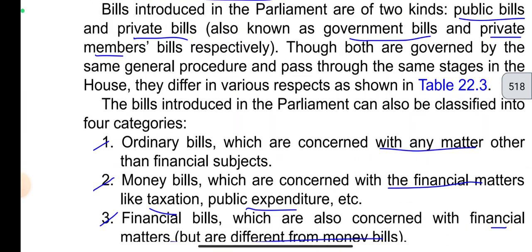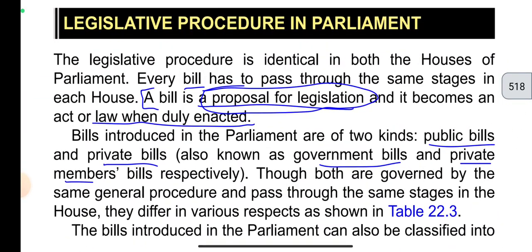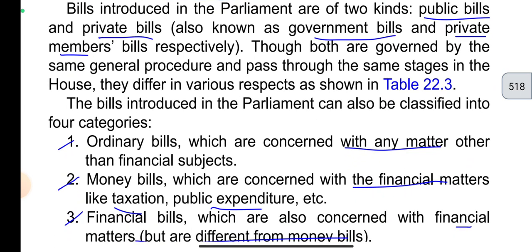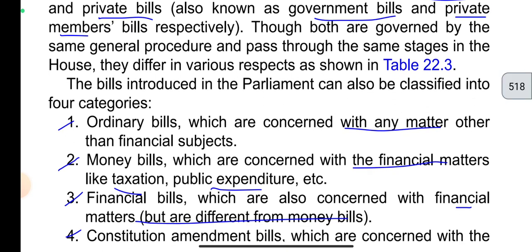चलिए, लेजिस्लेटिव प्रोसीड्योर इन पार्लियामेंट. The legislative procedure is identical in both the houses of parliament. Every bill has to pass through the same stages in each house. A bill is a proposal of legislation, and it becomes an act or law when duly enacted. Bills introduced in the parliament are of two kinds: public bills and private bills, also known as government bills and private members' bills. Though both are governed by the same general procedure and pass through the same stages in the house, they differ in various respects as shown in table 22.3.